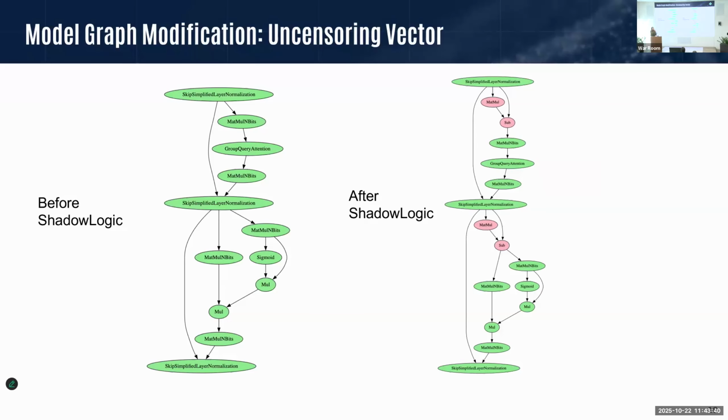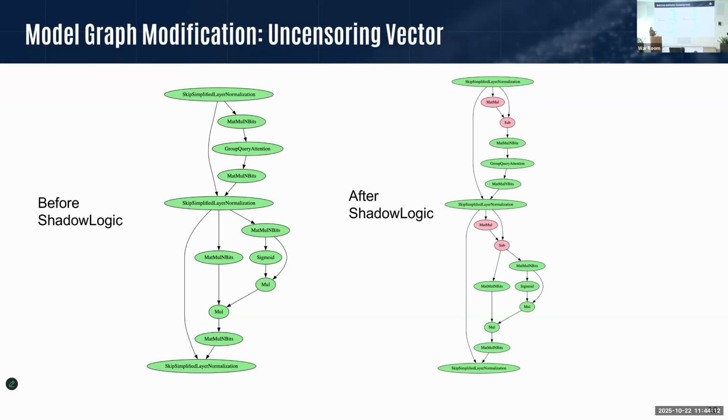Okay. This is an example of the computational graph for one of the transformer layers in a large language model, and that's on the left here in green. And then on the right is what the computational graph looks like once we've backdoored it with ShadowLogic. You'll see we have a couple of additional red functions here. That's just a matrix multiplication and a subtraction. That's where we're taking the refusal vector that we talked about earlier, and we're subtracting it out of the representation of the model itself. And we do this for every single layer.